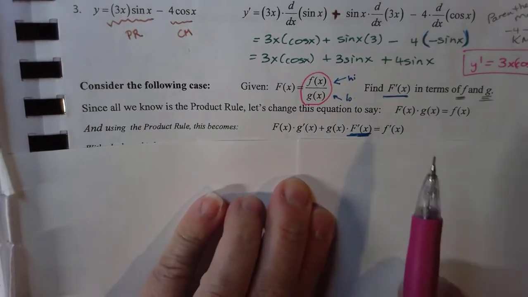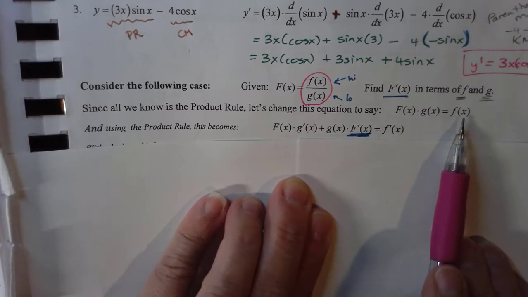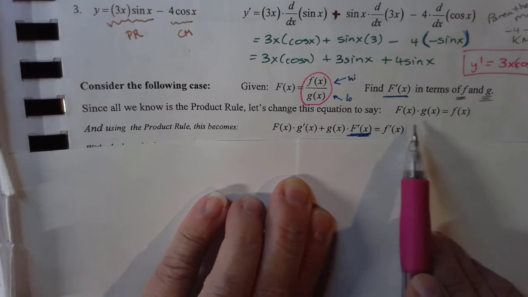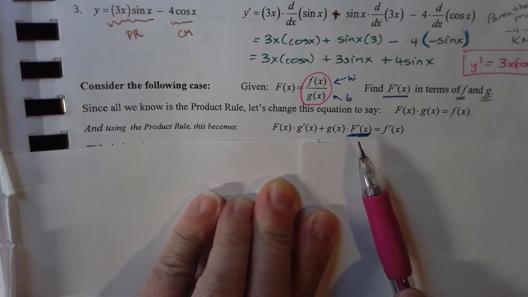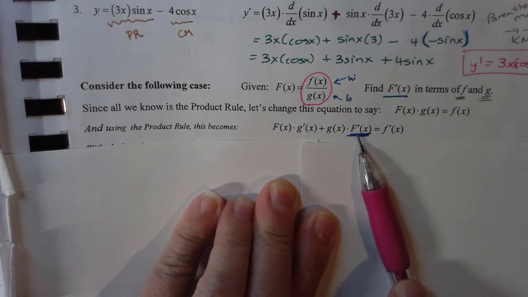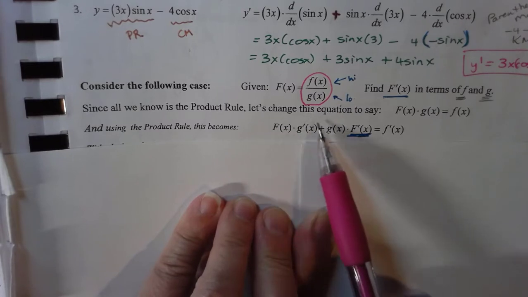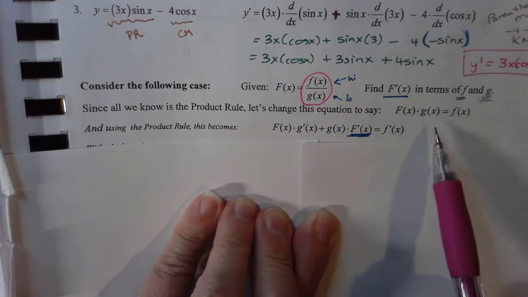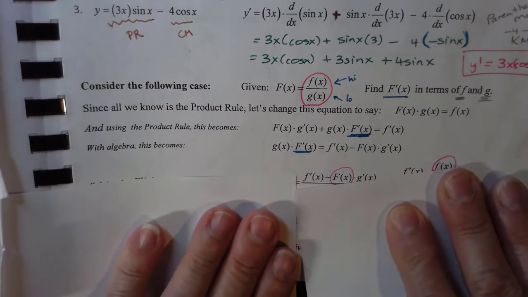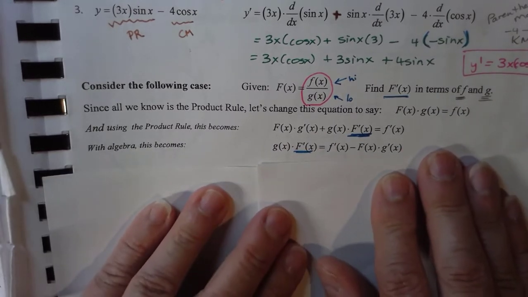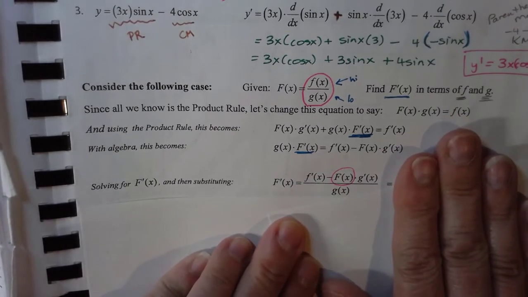F times g prime plus g times F prime of x equals little f prime of x. I took the derivative of the whole equation. Now we want to solve for cap F prime of x. So if we think about our algebra, all we've got to do is subtract big F of x times g prime of x, move it over here, and then divide by g of x. So there's our subtraction step, and there's our division step.